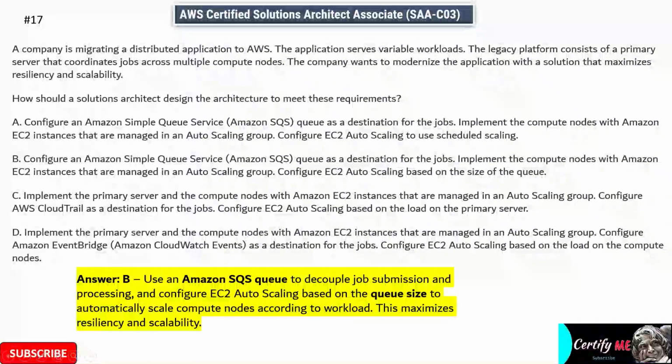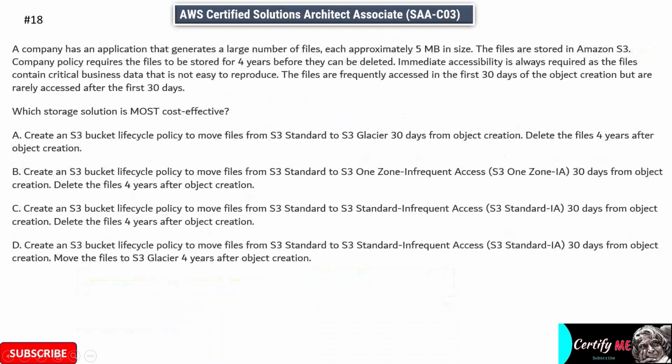So option B is the correct answer. Use an Amazon SQS queue to decouple job submission and processing and configure EC2 Auto Scaling based on the queue size to automatically scale compute nodes according to workload. This maximizes resiliency and scalability. Next question.